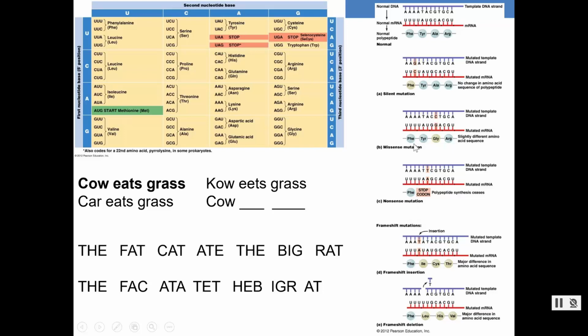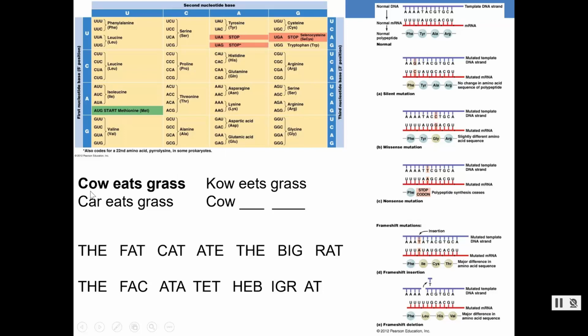All right, so I skipped missense mutation. Let's go back to that one. So I have one substitution. Instead of a C here, I get a G. If I go to the codon chart, instead of getting an alanine in this third position, I end up with a glycine. So I get a change in the amino acid sequence. Phenylalanine, tyrosine, glycine instead of phenylalanine, tyrosine, alanine.